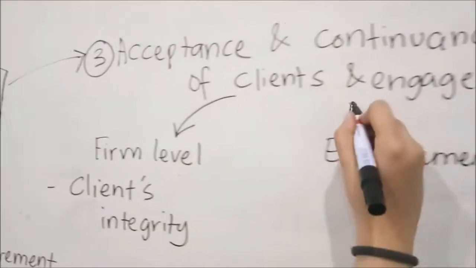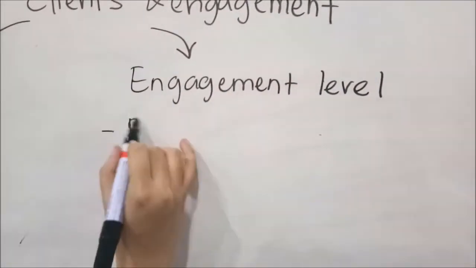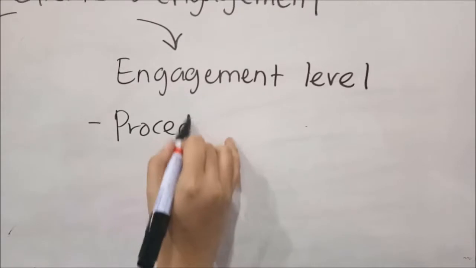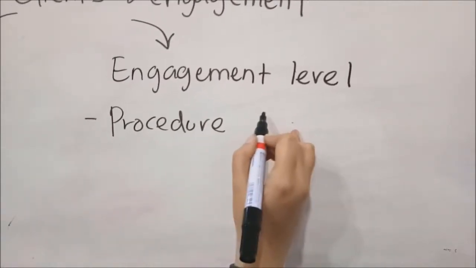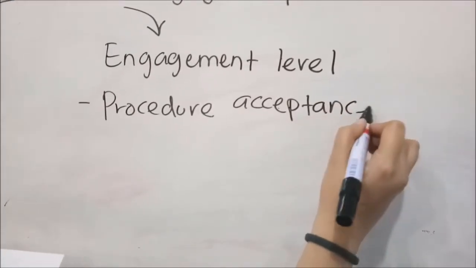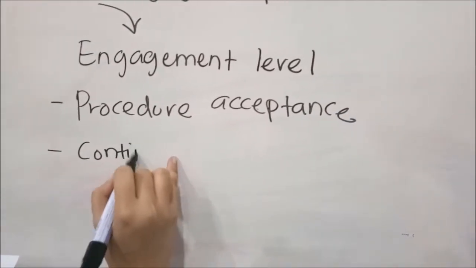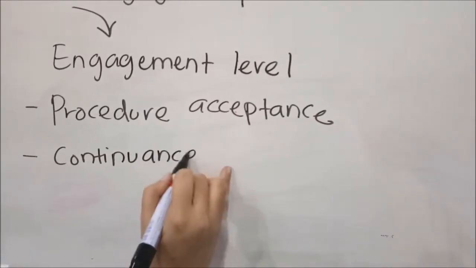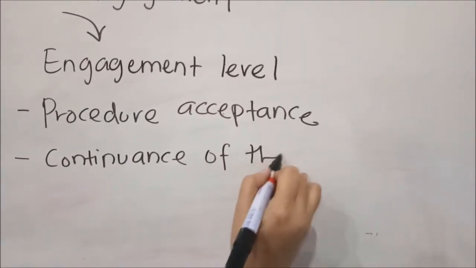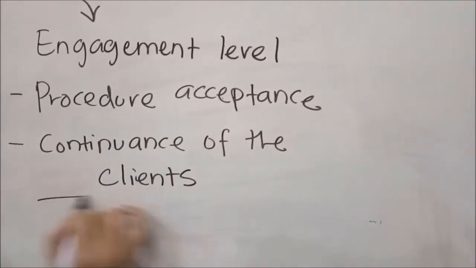Under the engagement level, preliminary planning activities at the beginning of the work include procedures for acceptance and continuance of clients. Accepting a new client is more critical than continuing services to an existing one, as the auditor already possesses knowledge about the entity and the environment. For a new client, the auditor should investigate the prospective client.